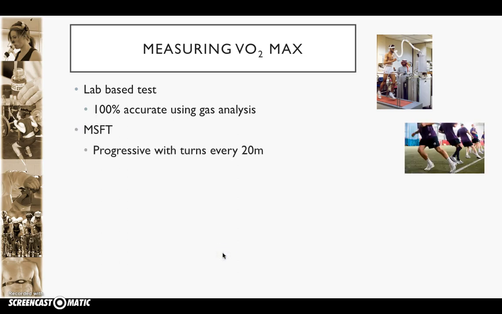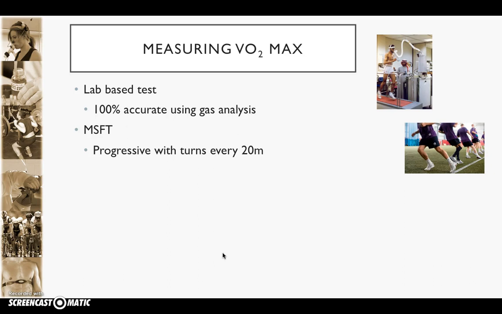Multi-stage fitness test, you may know it as a bleep test. This gets progressively harder with turns every 20 meters. So advantages of this are you can do it in large groups. So you can do it for a whole team, for example, and it's simple and cheap to set up. The equipment required is not a lot, and you'll find this with all of the tests now, apart from obviously that lab-based test, where the advantages to these tests are they're simple and cheap to set up. Direct gas analysis isn't simple to set up; it's specialised equipment.